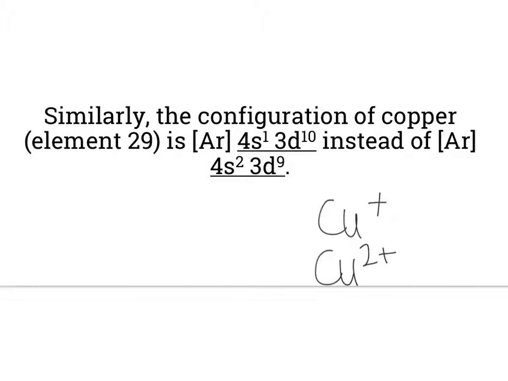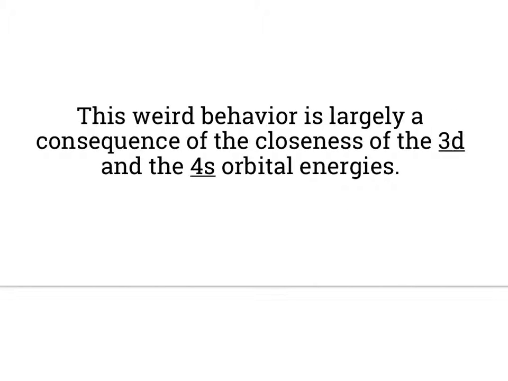Sometimes it gives away all its valence. Sometimes it gives away half of it and uses the other half for itself. It just really depends on what happens. I honestly don't know what makes them go 1+ versus 2+. Okay, that is largely a consequence, especially of the 3d and 4s.